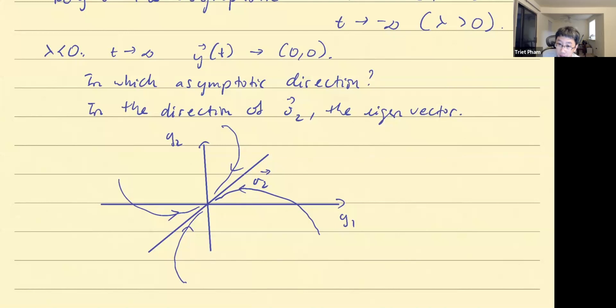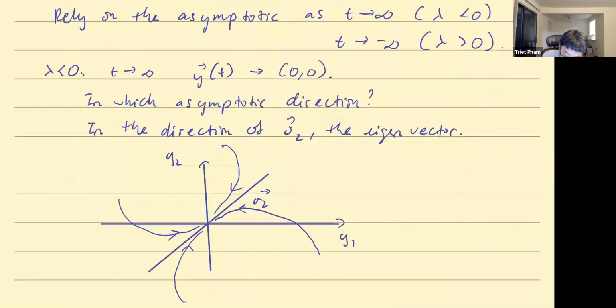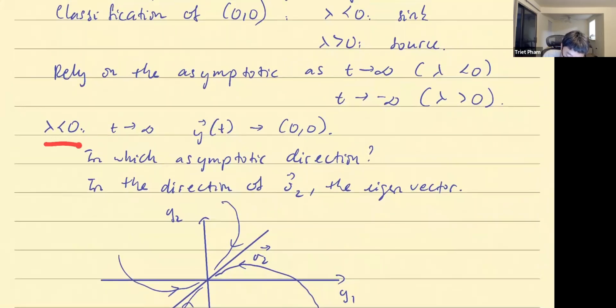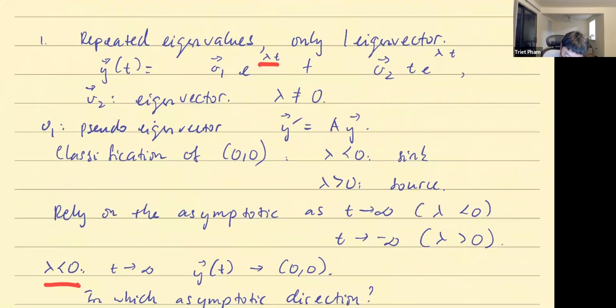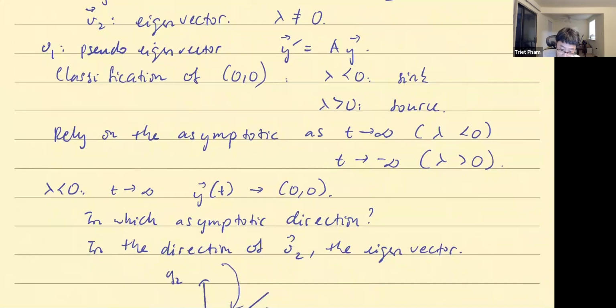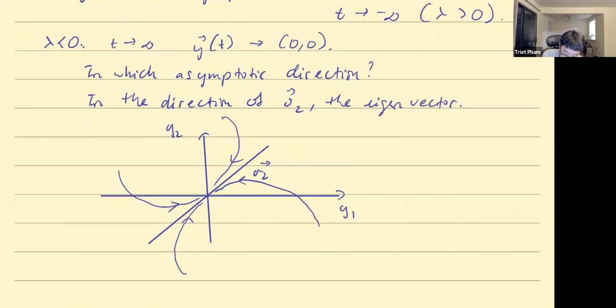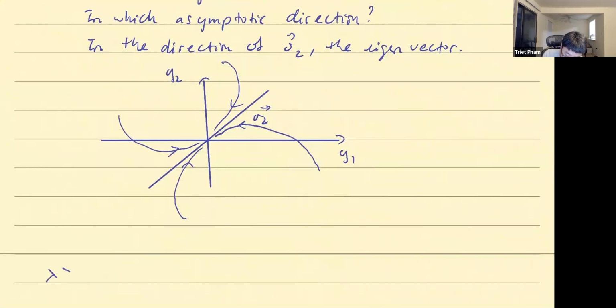Yes, it's a sink, right, Lauren? You can see that because here lambda is negative, and because of the structure of the solution, both of these components go to 0 as t goes to infinity. So it converges to 0 as a sink. And the case when lambda is positive is just the opposite. So 0, 0 is a source.